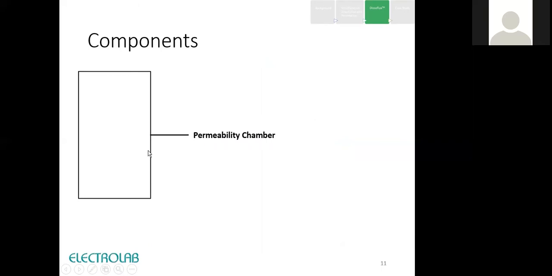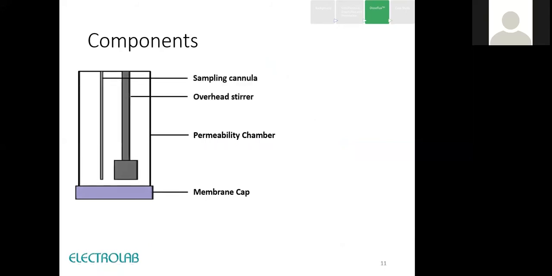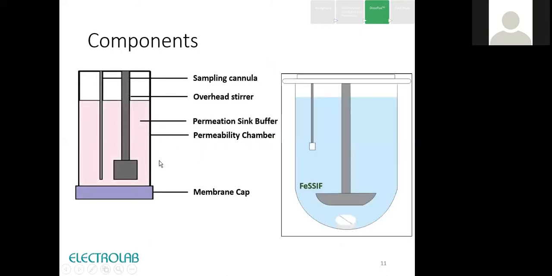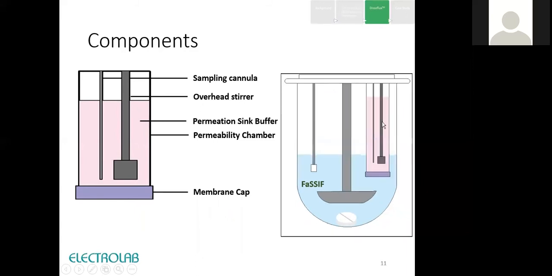There is a permeability chamber, there is a membrane cap which holds the barrier, there is an overhead stirrer, and there is a sampling cannula. This permeation chamber is filled with a permeation sink buffer. This permeation chamber is placed in a 1 liter dissolution vessel. Depending upon the volume of the dissolution media, either the short permeation chamber or the long permeation chamber can be used. This can be seen and understood properly in the video which follows in 2 slides.